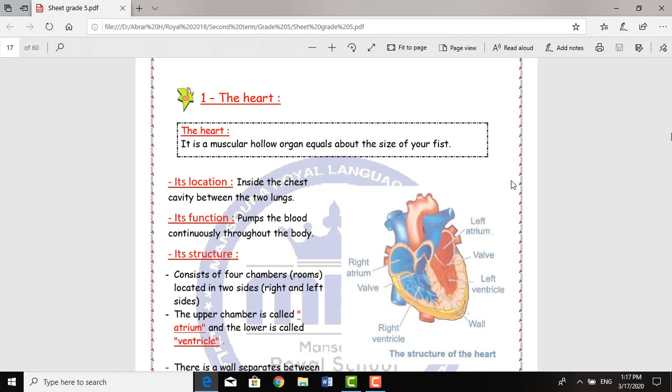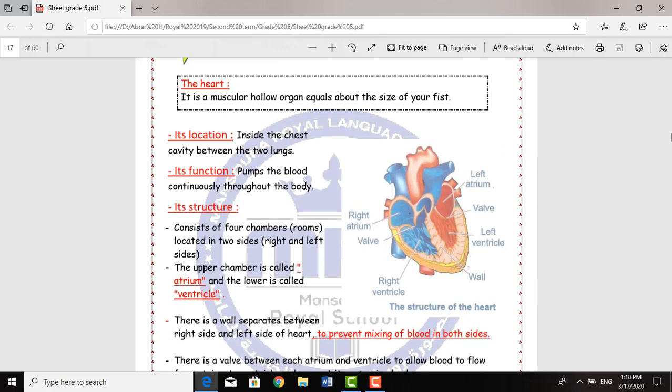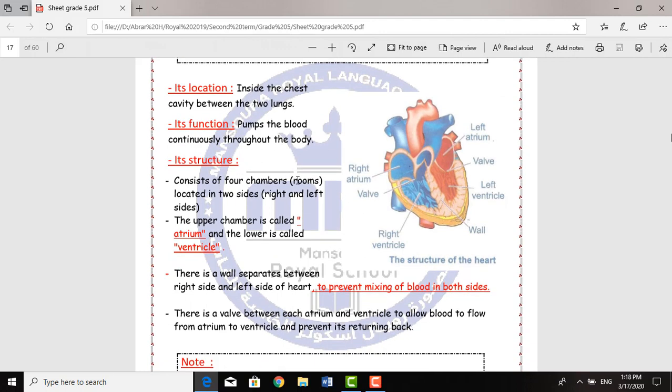The heart is a muscular hollow organ, about the size of your fist. What is the meaning of hollow? It means that blood can enter and leave it. Hollow means it has a hole. The location of the heart is inside the chest cavity between the two lungs, slightly to the left. That's why the left lung is always smaller than the right lung. The function of the heart is pumping the blood continuously throughout the body.